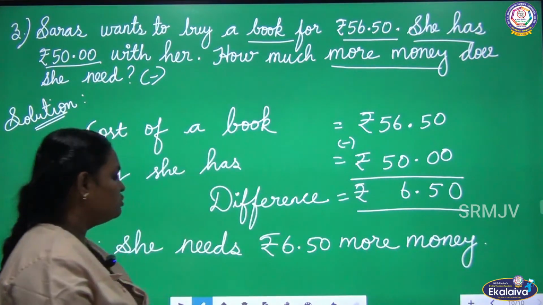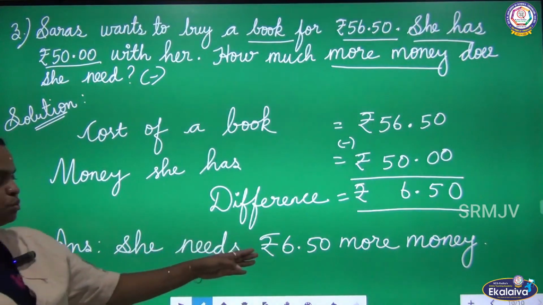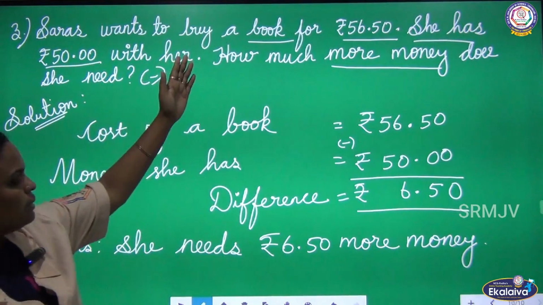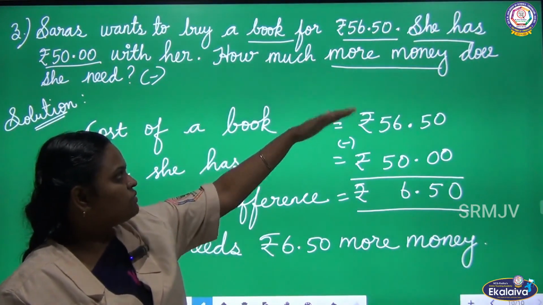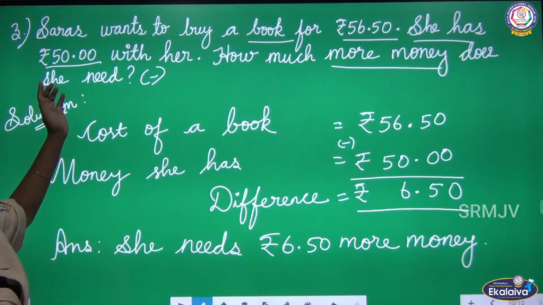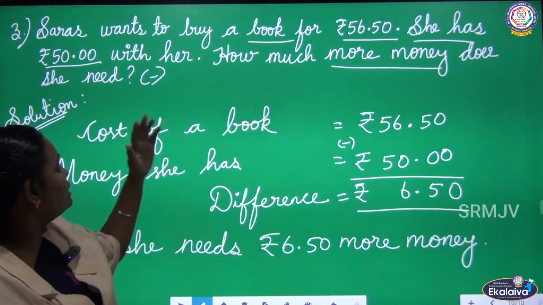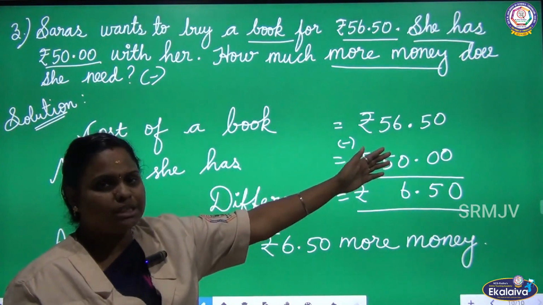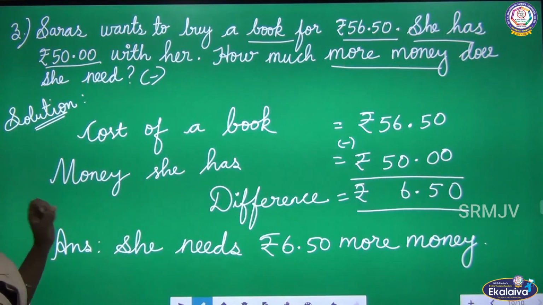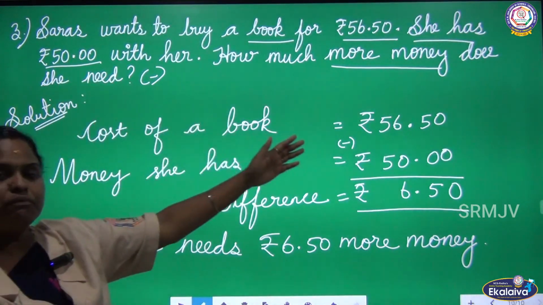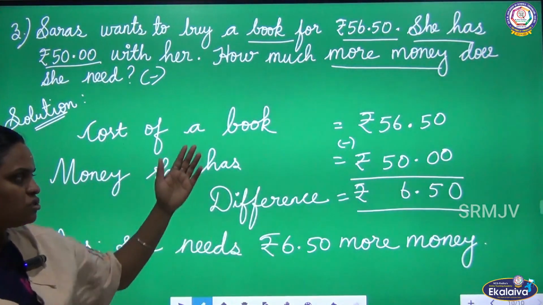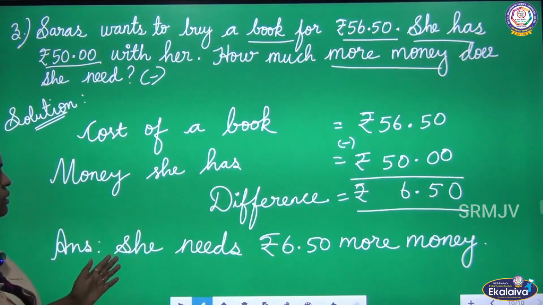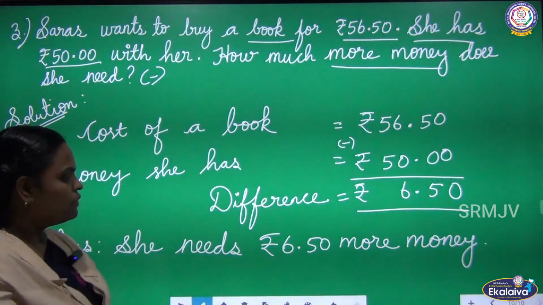So how much does she need? So she needs 6 rupees 50 paise more money. So Saras wants to buy a book for 56 rupees 50 paise. She has only 50 rupees. So how much more money does she need? First you will write cost of a book. Cost of a book is 56 rupees 50 paise. Next, money she has. How much money she has? Only 50 rupees. So how much more money does she need? If you subtract, you will get 6 rupees 50 paise. So she needs 6 rupees 50 paise.